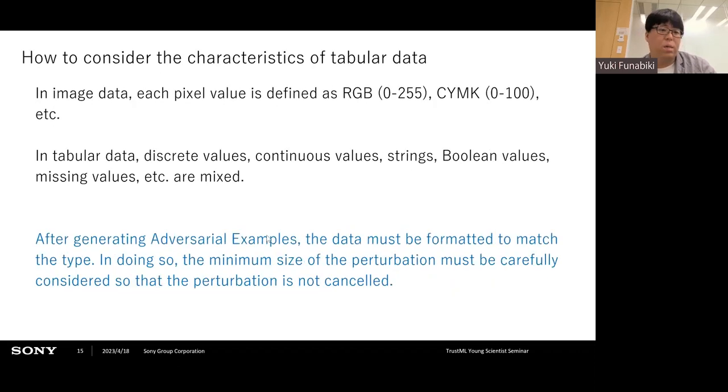And the second is how to consider the characteristics of tabular data.